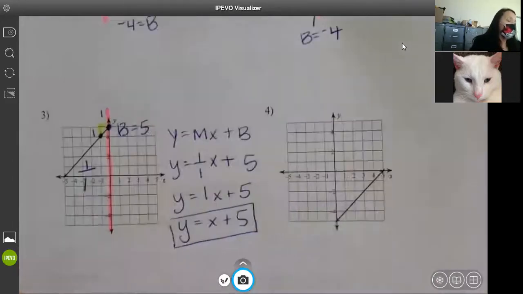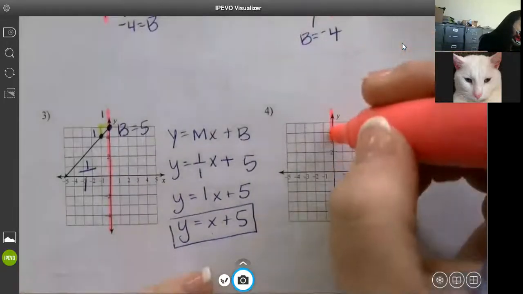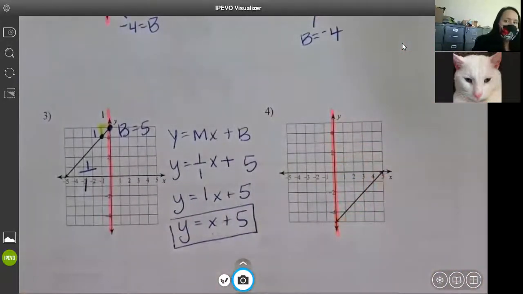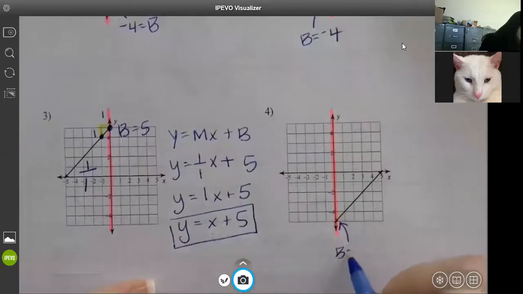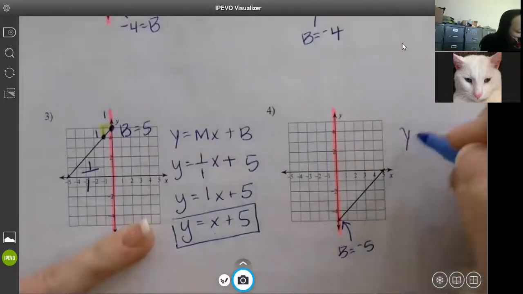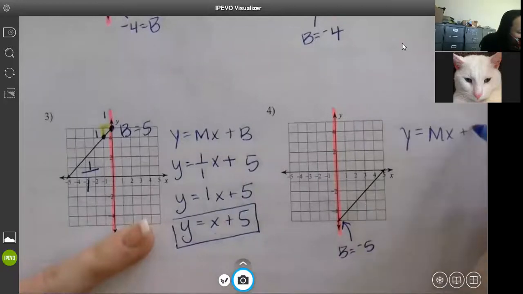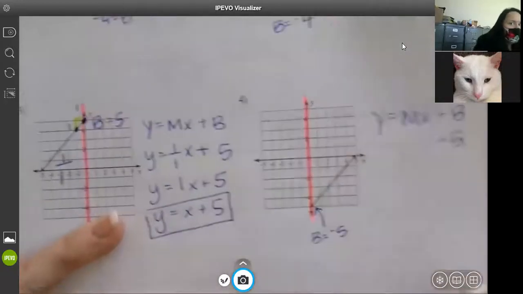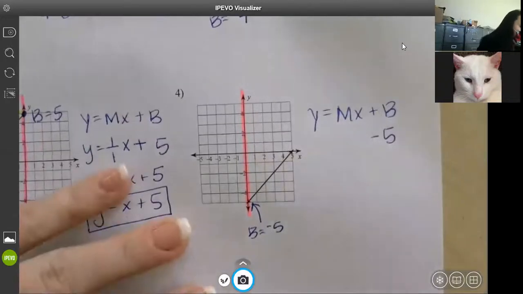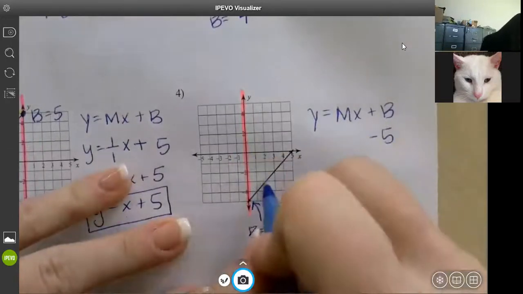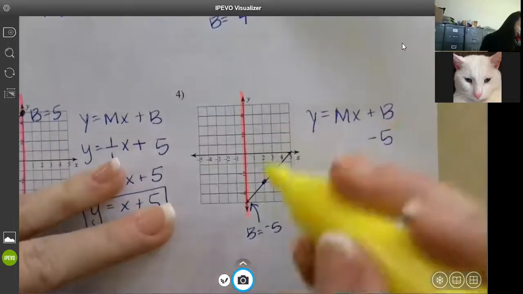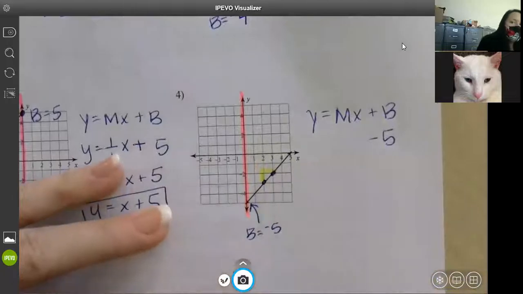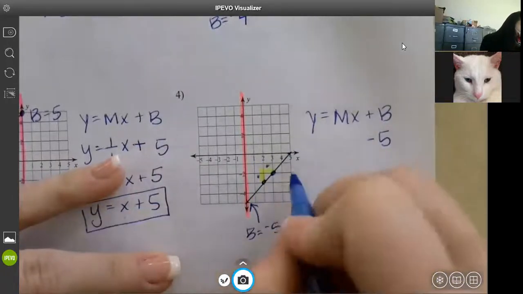All right, number 4. Where does it cross the pink line at? Perfect. So when we plug it into y equals mx plus b, we have a -5 for b. We're going to do perfect points. I'm going to do it over here just so you can see it a little bit better. These are 2 perfect points. It's the same as the last one. We did a rise 1 and a run 1.